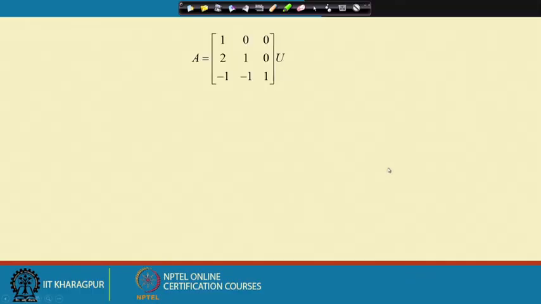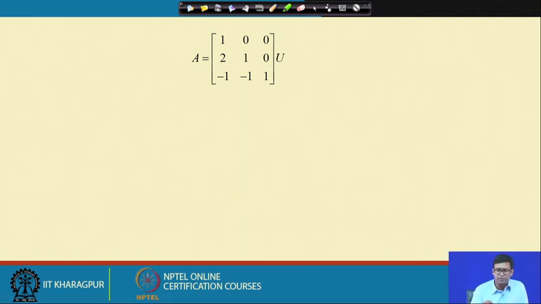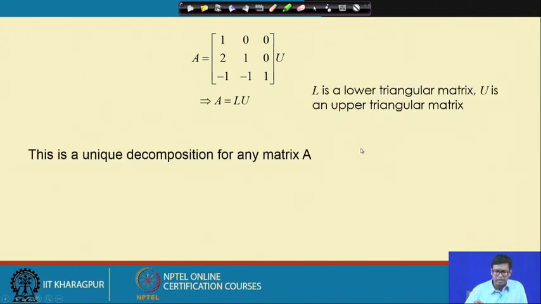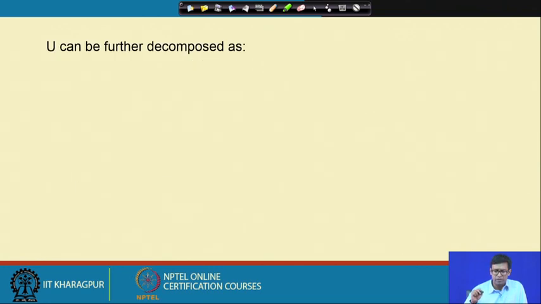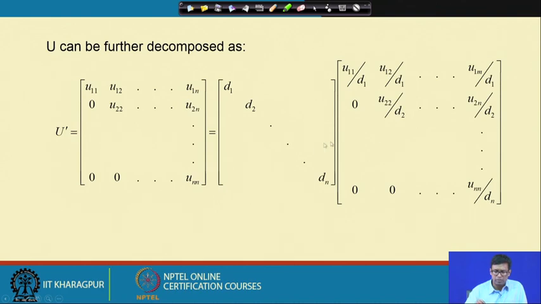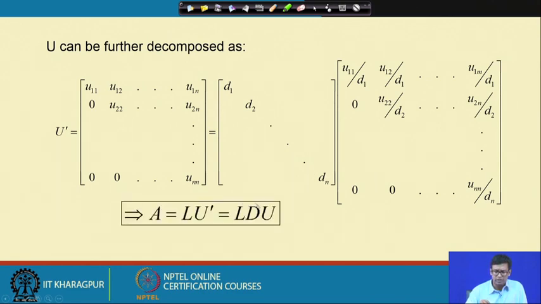What we have seen in last class, a matrix A through Gauss elimination step can be expressed as A is equal to LU, or the product of a lower triangular matrix and an upper triangular matrix, and this is unique for any matrix A. There is only one unique Gauss elimination process which will give a unique L and also a unique upper triangular matrix U. And we have also seen that U can be further decomposed, because the pivots are non-zero, into a diagonal matrix of pivots and another upper triangular matrix. So, we get A is equal to LDU, where D is the diagonal matrix of pivots.